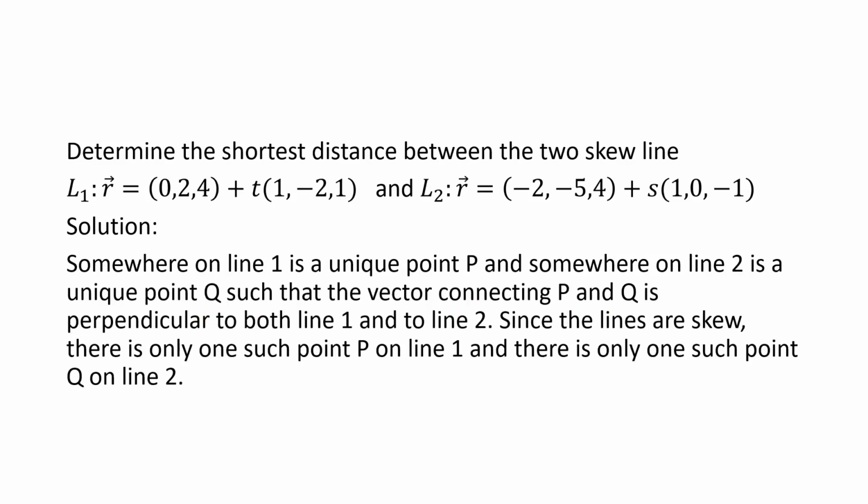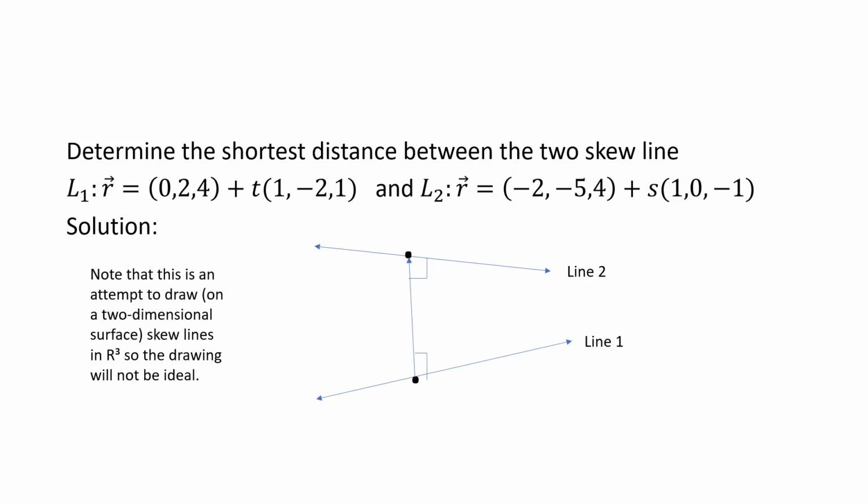Now, why is that significant? Well, somewhere on line 1 is a unique point P, and somewhere on line 2 is a unique point Q, such that the vector connecting P and Q is perpendicular to both line 1 and to line 2. And since the lines are skew, there's only one point P on line 1, and there's only one such point Q on line 2. Okay?